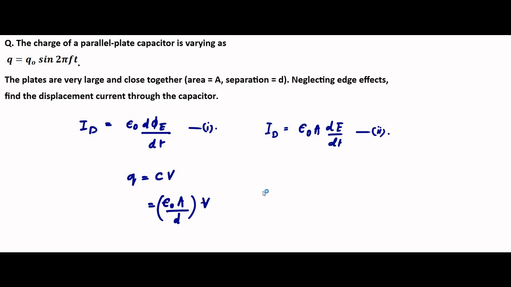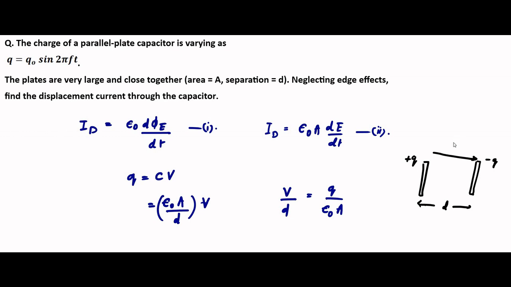Now if we take V by D, then V by D is equal to Q by ε0 A. In the parallel plate capacitor, we have two parallel plates separated by a certain distance. They have a charge, positive and negative, and then there is an electric field from positive to negative. So this potential difference between the two plates per unit length, that is the separation, is equal to the magnitude of the electric field. So V by D is equal to E. So E is equal to Q by ε0 A.